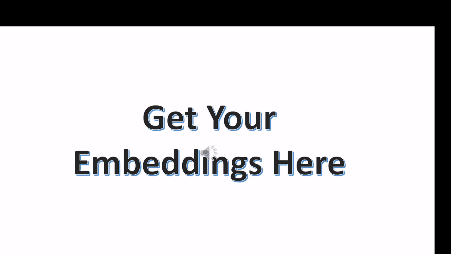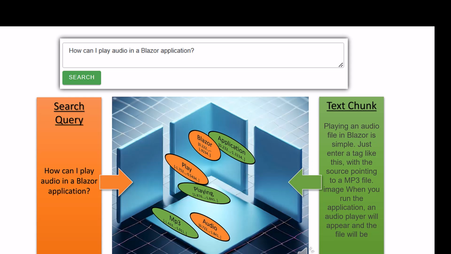Get your embeddings here. To obtain the vectors needed for the vector search, we process the text by calling an OpenAI model that produces embeddings that consist of an array of floats. An embedding is a mathematical representation of a word or phrase that captures its meaning in a high-dimensional space.